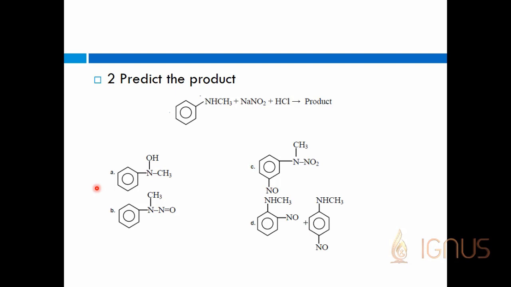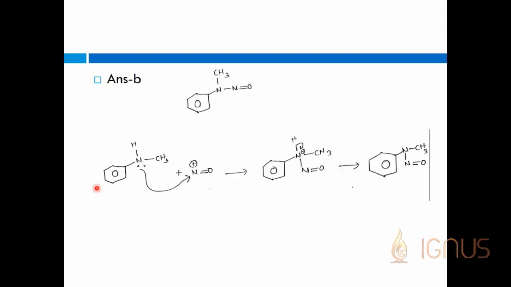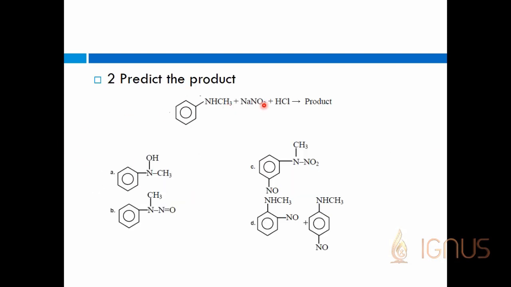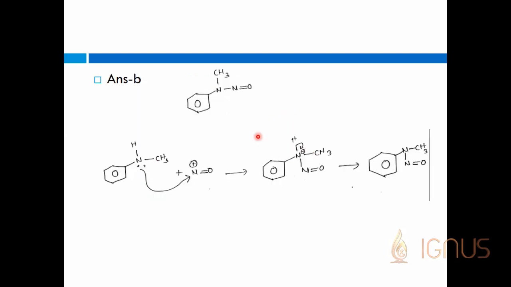Let us discuss the solution for this question. It's a simple diazotization reaction. If you use the reagent NaNO2 and HCl, they both will react to give the nitrosonium ion, NO+. We know that this is electrophilic in nature. Hence our amine is the nucleophile. Hence it will attack this nitrosonium ion and it will give rise to this particular compound.